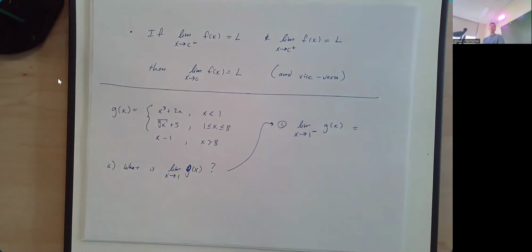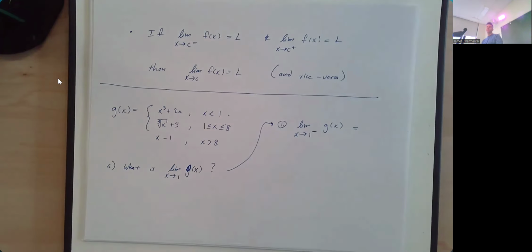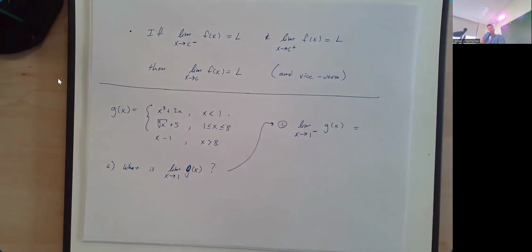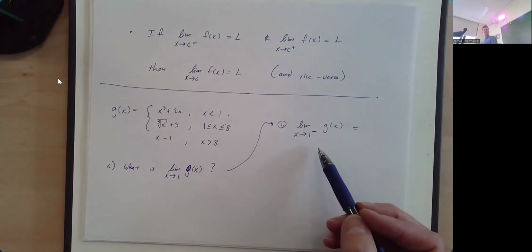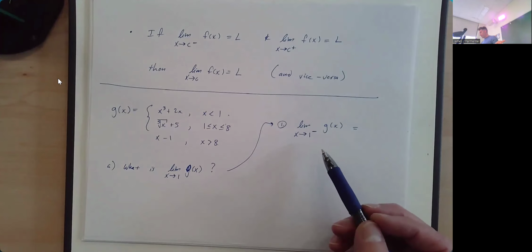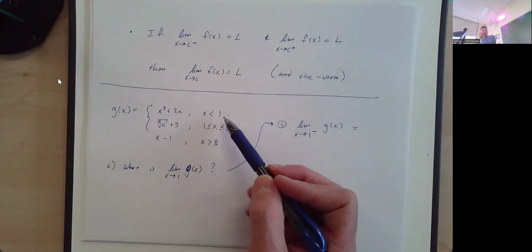Which piece of the function do we have to use? The top piece, the middle piece, or the bottom piece? Good question. Well, if we're approaching, what side of 1 are we on? The left. So if we're on the left side of 1, we are less than 1, and we need to use the piece where x is less than 1. So we're using this top piece.